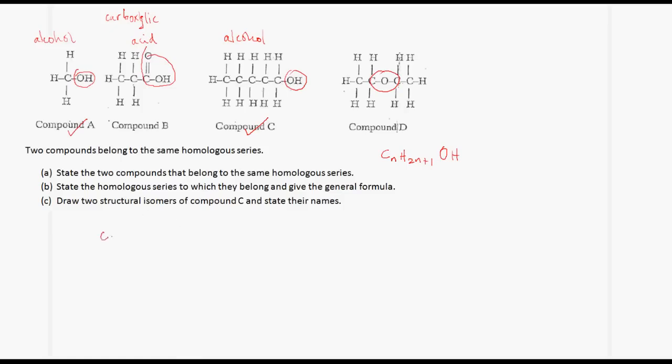So we have 1, 2, 3, 4, 5 carbon atoms, so you can put an OH somewhere in the middle. Now remember, a structural isomer, they have the same molecular formula but different structural formula. So all I've done in this question here is move the OH group. So this is one isomer, and we can draw another one.